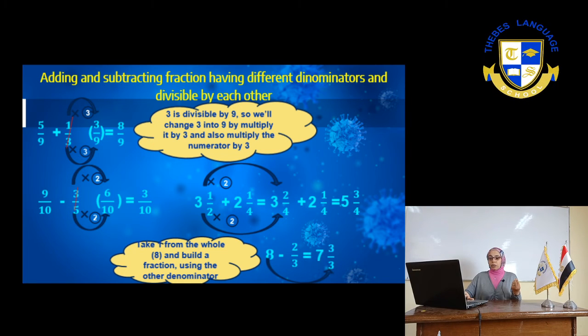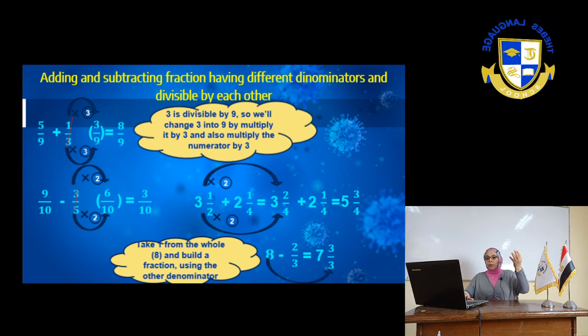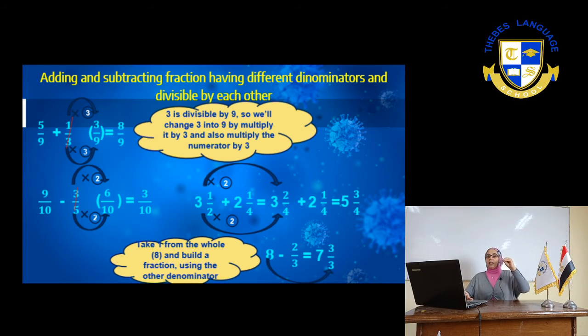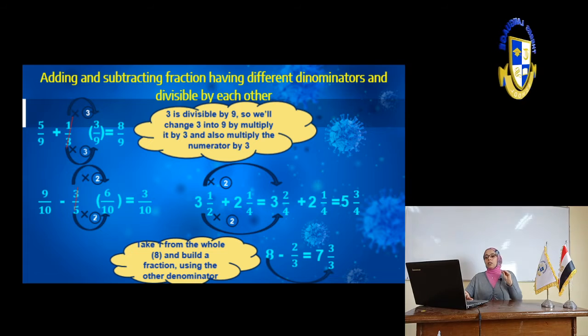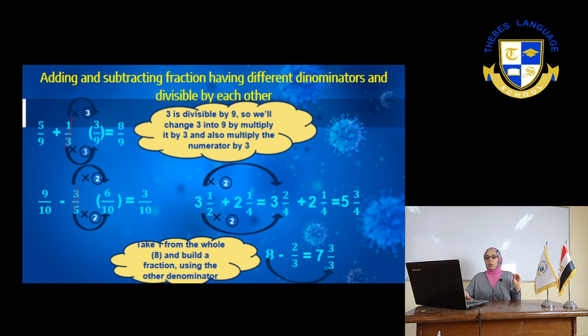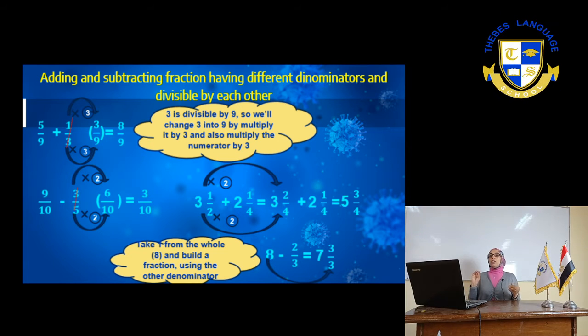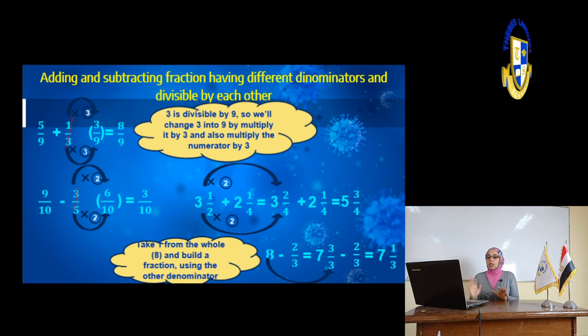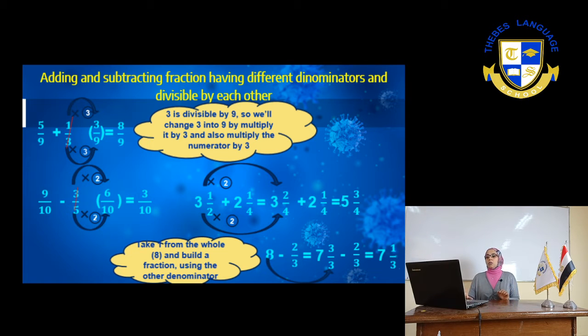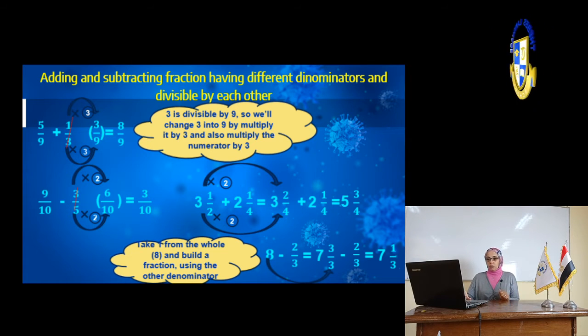We will build a new fraction, which is this one. We know that the fraction in the numerator equals its denominator. So 8 will be 7 and 3 over 3. We will take 1 from the whole and build a fraction by the other denominator. Minus 2 over 3. 7 minus nothing is 7, and 3, the denominator, as it is, and then 3 minus 2 is 1, okay?